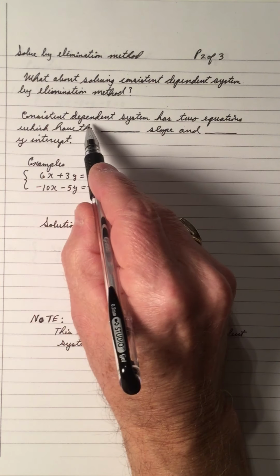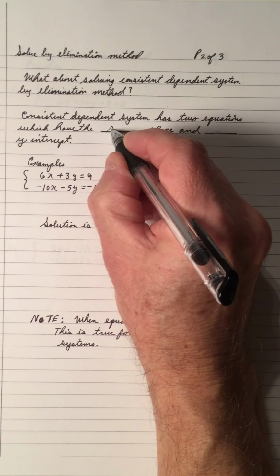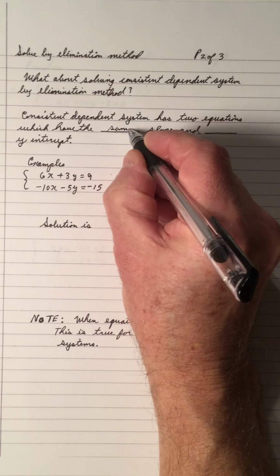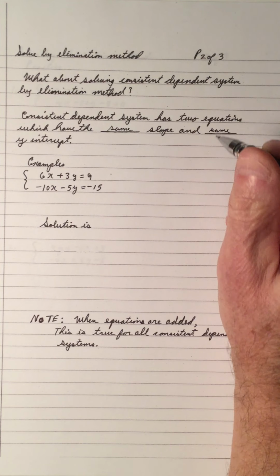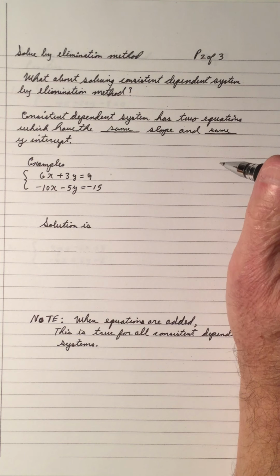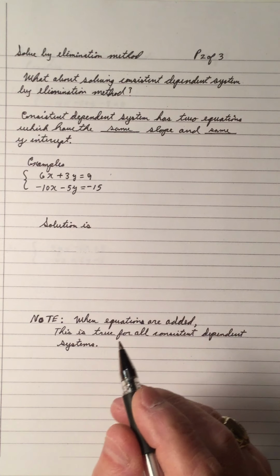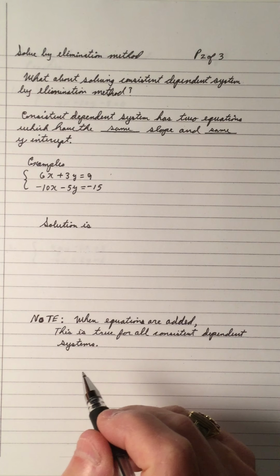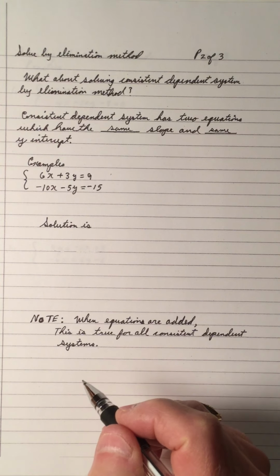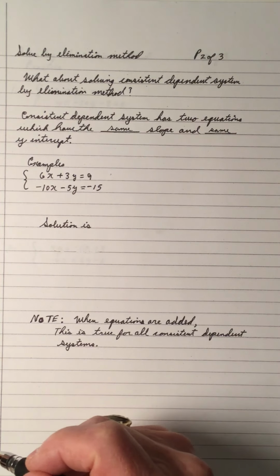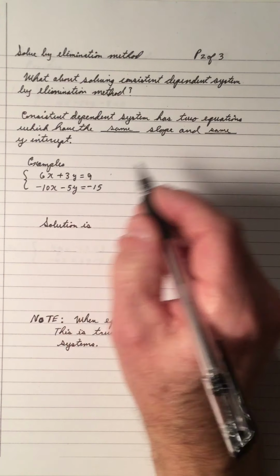A consistent dependent system has two equations which have the same slopes and the same y-intercepts. So we have two equations, but we can't recognize that they're the same equation, because when you take the two equations and solve them for y equals mx plus b, you get the same slope and the same y-intercept, which means the two equations are representing the same line. So let's solve this system here.